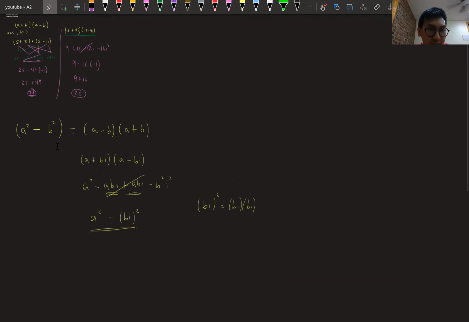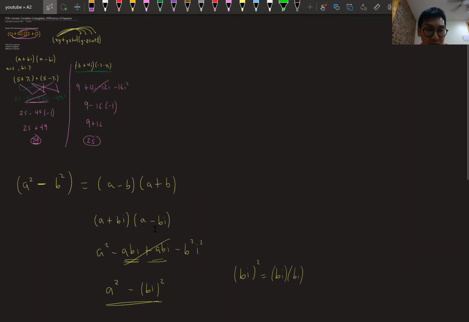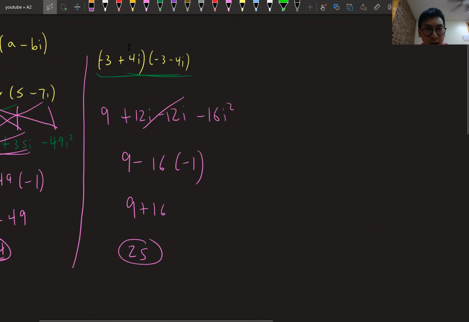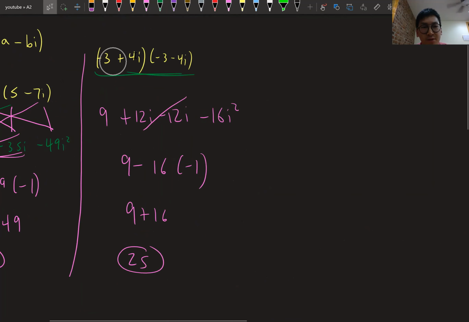So this is like the theory part of it. But in practice, when you have it in a plus bi form like this, the inner terms are going to cancel. So to do this very fast, all you have to do is multiply the first terms and then the last terms, and then you just add.